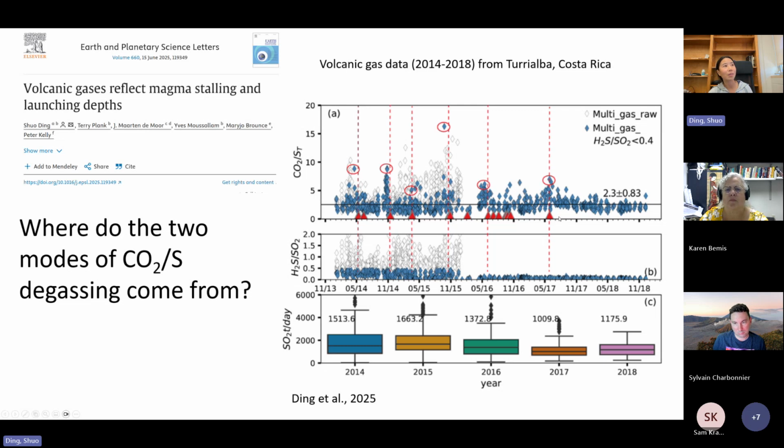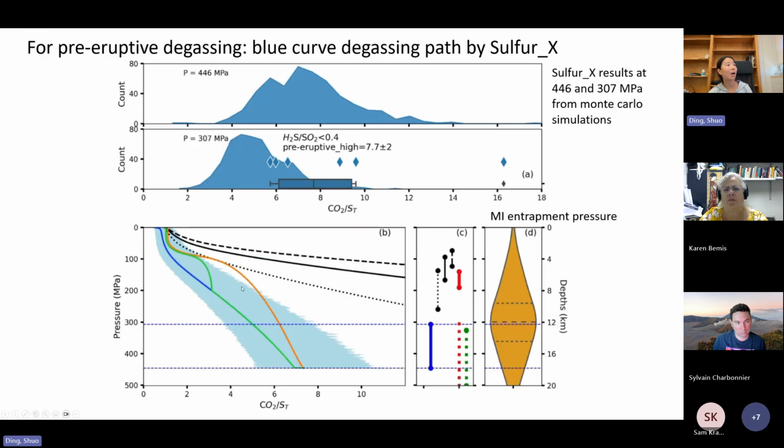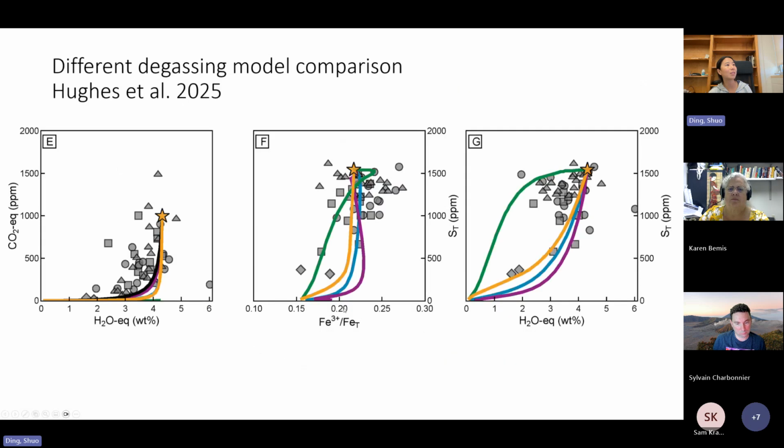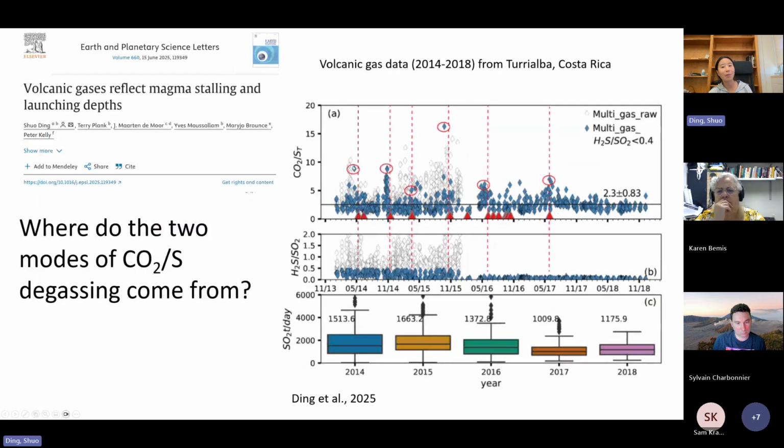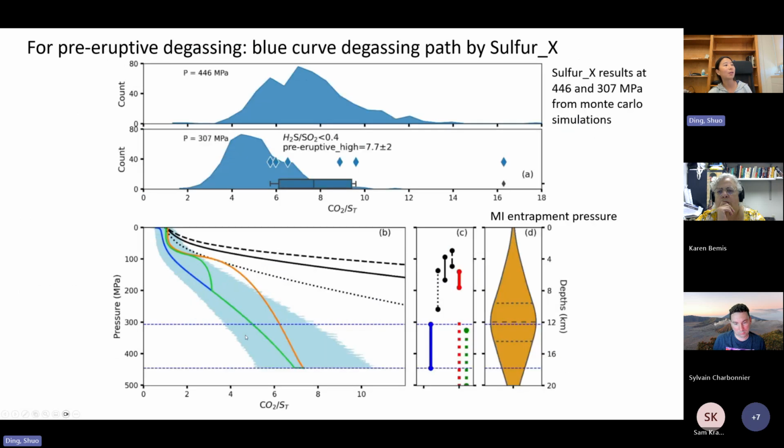And then we also modeled how we can match the higher value. Right before eruption, we saw a significant increase of the CO2 sulfur ratio, around 10. Of course, there are some even higher. Comparing to our degassing model, we say this gas has to come from at least 12 kilometers deep, or even deeper. That's one possible way we can use it, but there is still a lot of work that can be done.